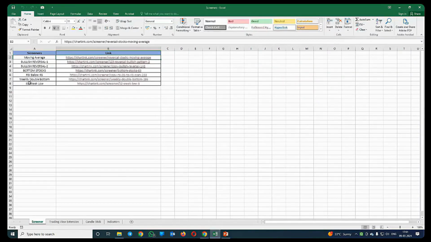From this, another we can go for is 52-week low stocks also. There is kind of a 52-week low.